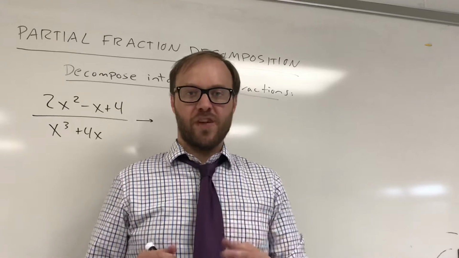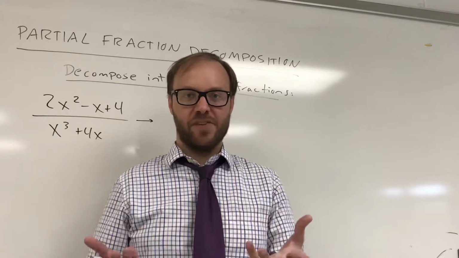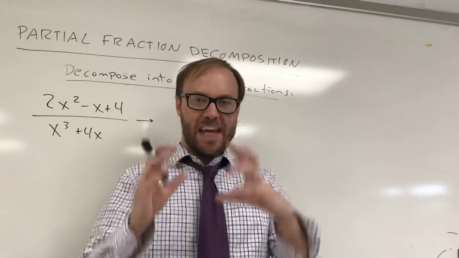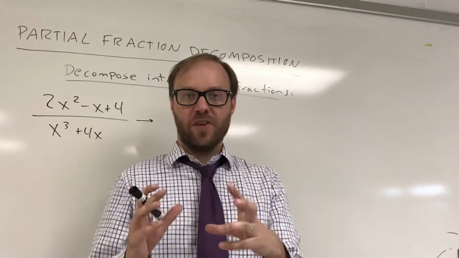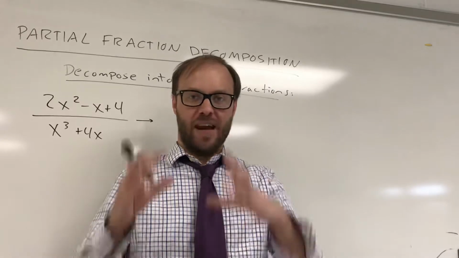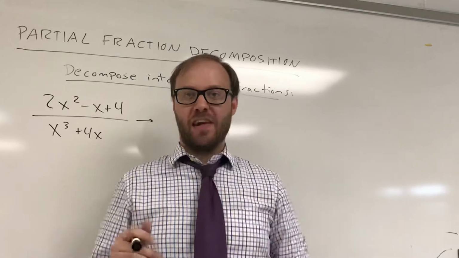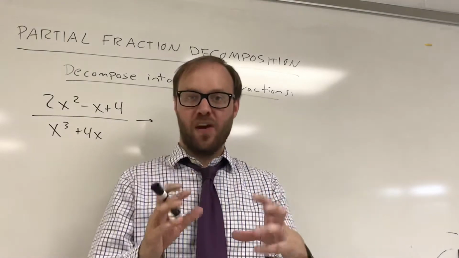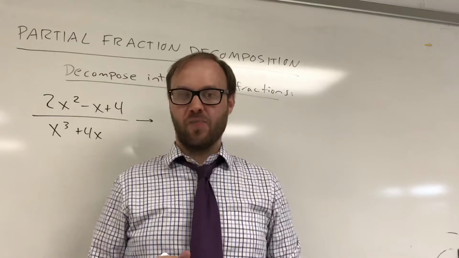So we've looked at situations where you have linear factors and you just end up with a constant over each term. If you have repeated factors, you have to include every single possible power of that. So I think in one video, for example, we had an x minus 1 cubed. You had to have a denominator of x minus 1, a denominator of x minus 1 squared, and a denominator of x minus 1 cubed.